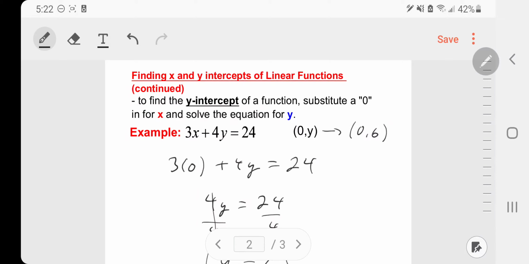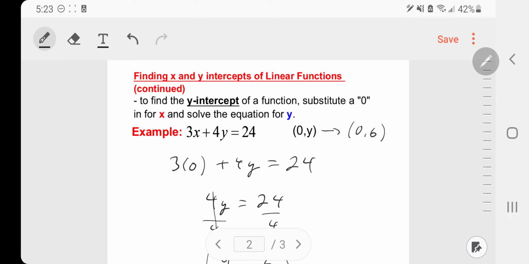Okay, now the example I did was in standard form, but this will work for any linear equation. This will actually work for any kind of function. It's the same idea. If you're looking for the x-intercept of any function, you're plugging in 0 for y. If you're looking for the y-intercept of any function, you are plugging in 0 for x.